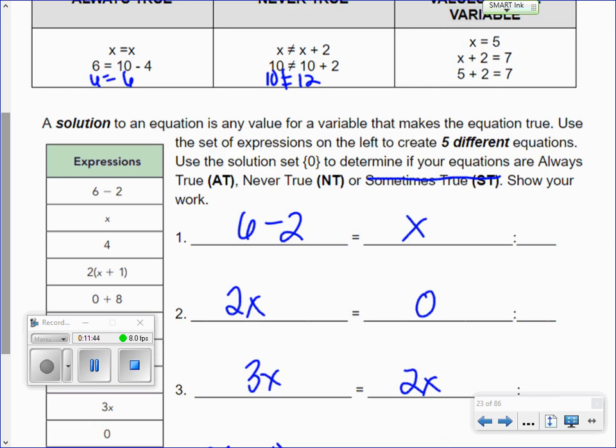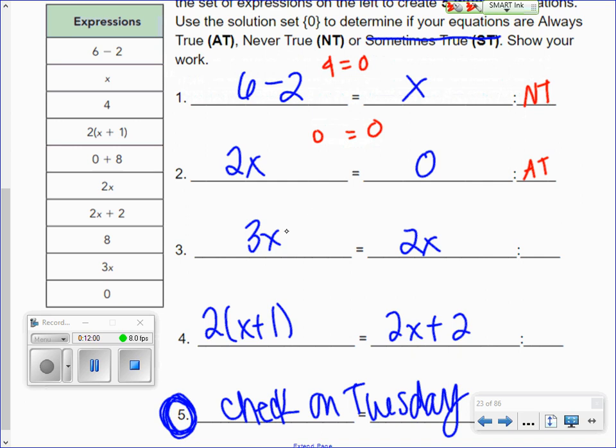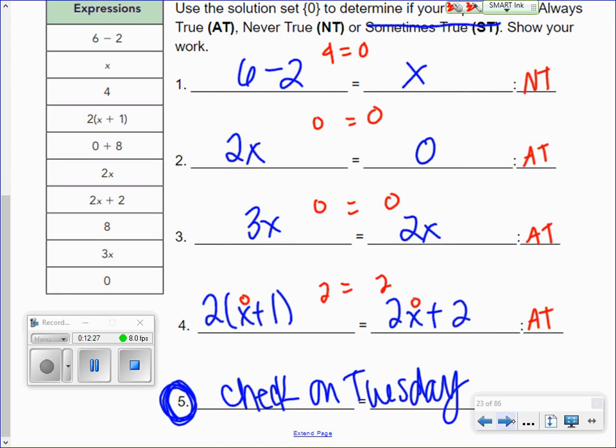Okay, now I've got to take 0, and plug it in. So 6 minus 2 is 4 equals 0, never true. Put 0 in, 0 equals 0, that's always true. Plug in 0 here, so 3 times 0, x is 0. x is 0, always true. This is 0 and this is 0. This is 0 plus 1 is 1. 1 times 2 is 2. 2 times 0 is 0. 0 plus 2 is, what do you know? Look at that. Worked. Always true. Your job is to do number 5. Okay? Remember, you can always pause the video and go back.